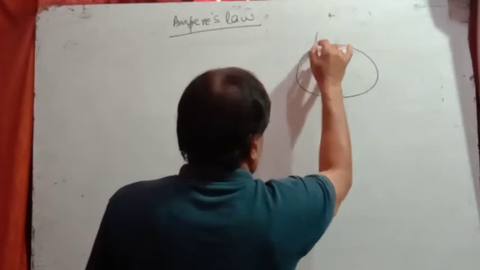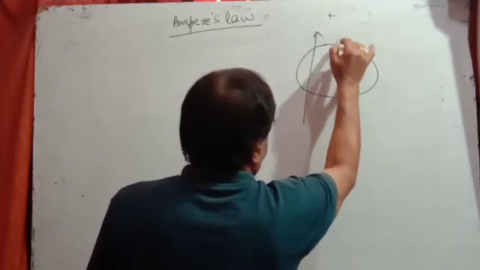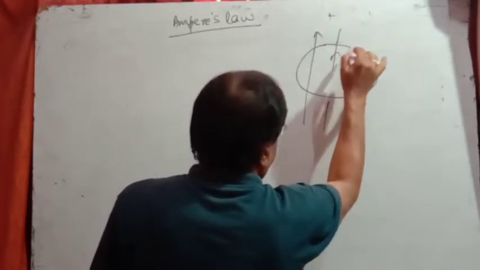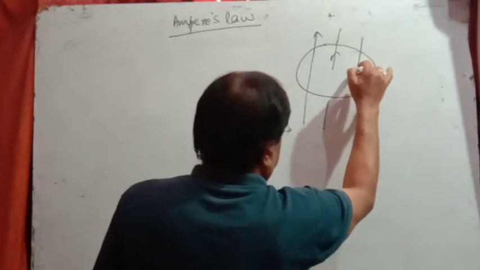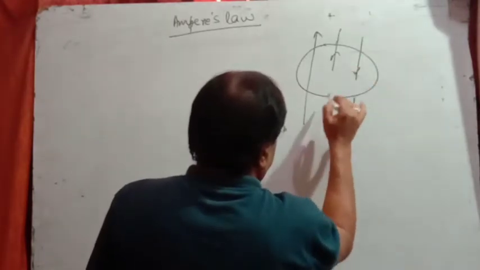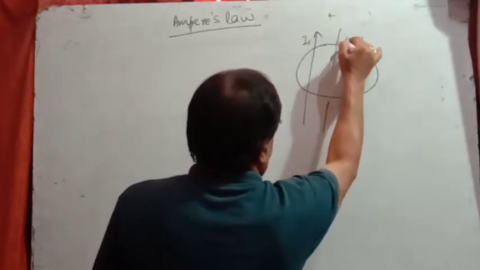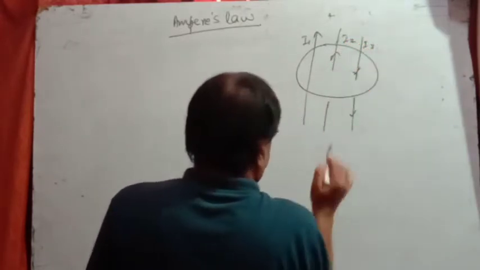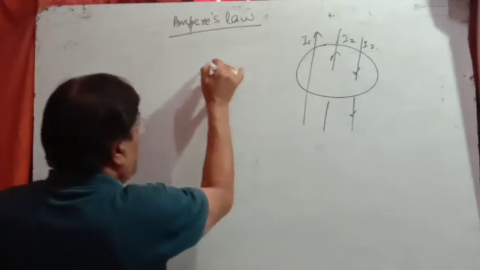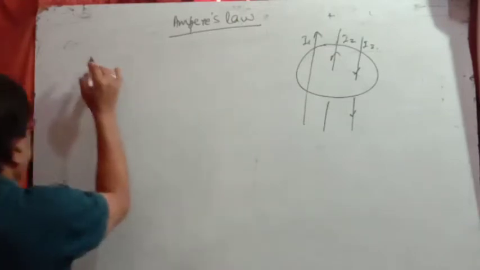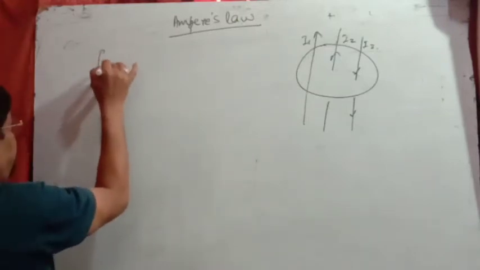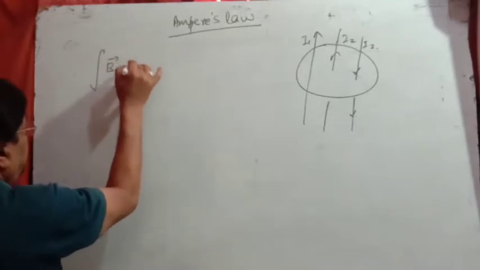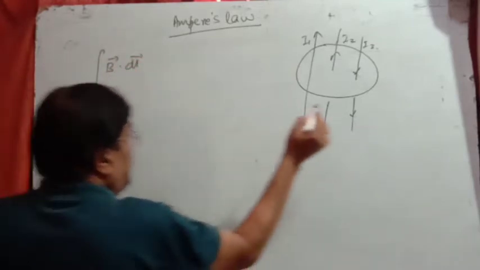suppose a lot of currents are flowing. Suppose in any closed surface there are certain currents enclosed by that surface. It states that the line integral of the magnetic field, it is called the line integral.